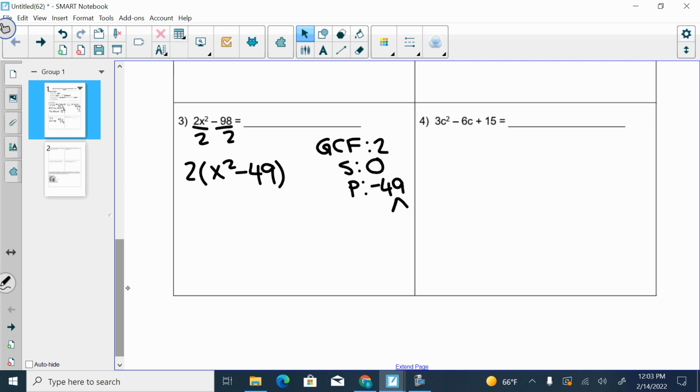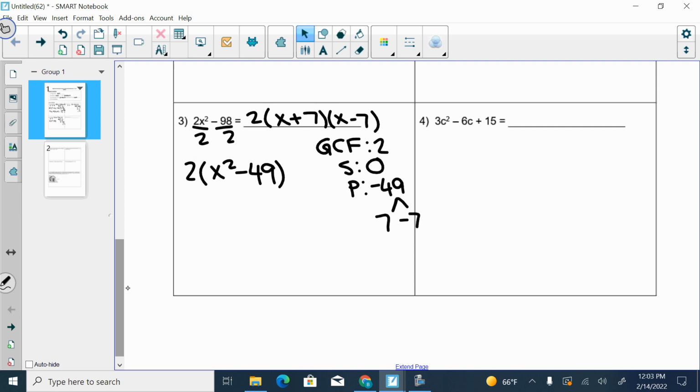So anytime it has to add to give us 0, it's got to be the same number, just one of them positive and one of them negative. So 7 times negative 7 is negative 49, while 7 plus negative 7 gives us 0. Okay, so put your GCF in front. x plus 7 and x minus 7.